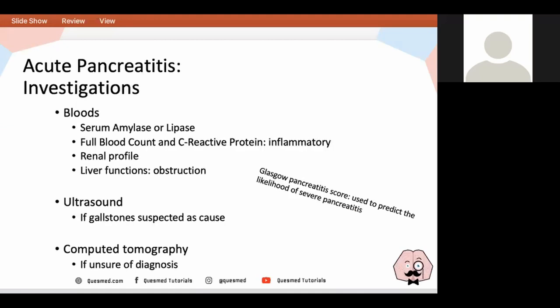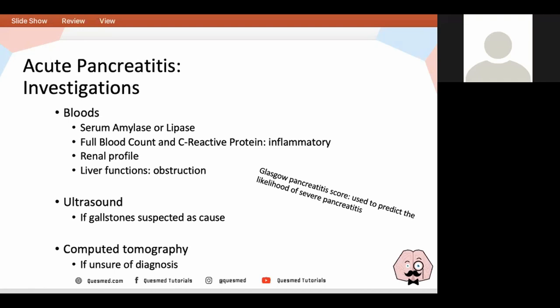So these patients should have a full set of bloods on admission. You generally want a full blood count, U&Es, LFTs, CRP, and amylase. So for example, in your full blood count, you're looking to see an elevated white cell count. Your CRP is used as an early indicator of severity and is useful for predicting which patients may develop pancreatic necrosis. So for example, if a patient has a CRP of greater than 200, they're at risk of developing severe pancreatitis.